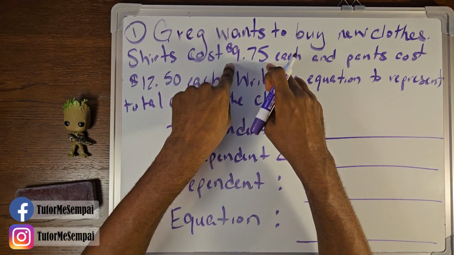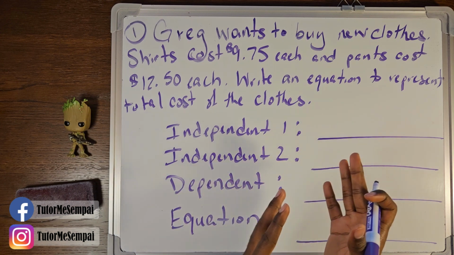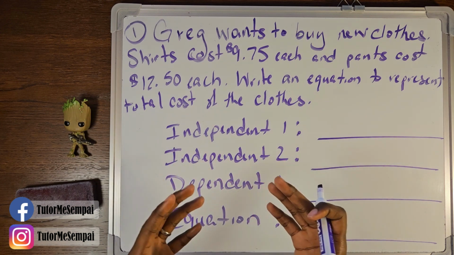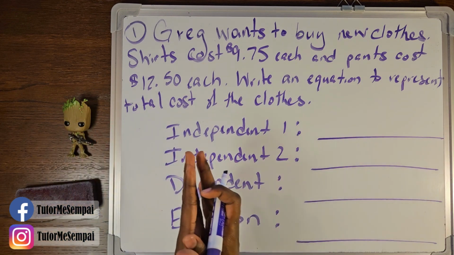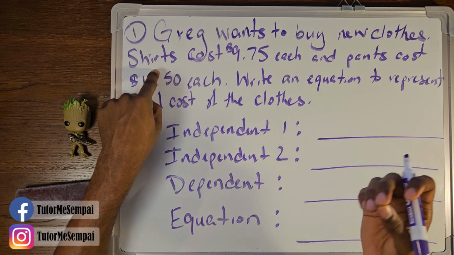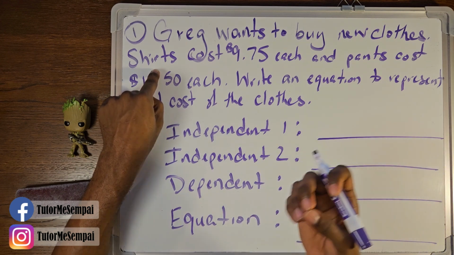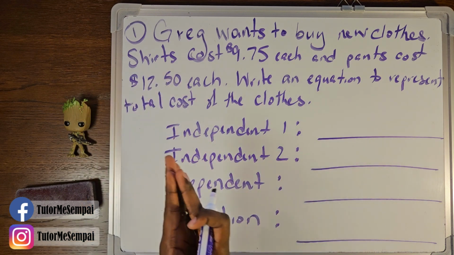So this cost is not changing. However, what is changing? What is going to potentially move around as either we see fit or the equation sees fit? Well, Greg wants to buy some clothes, and it seems like he's going to buy some shirts and some pants, which means he knows exactly how many pants and how many shirts he's trying to buy. However, that number can fluctuate.